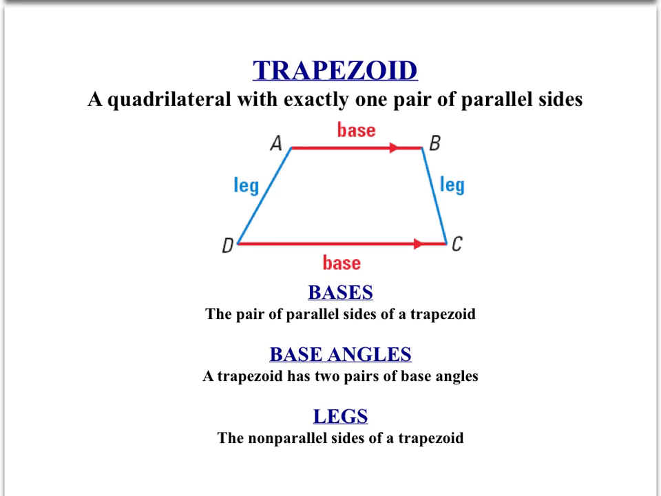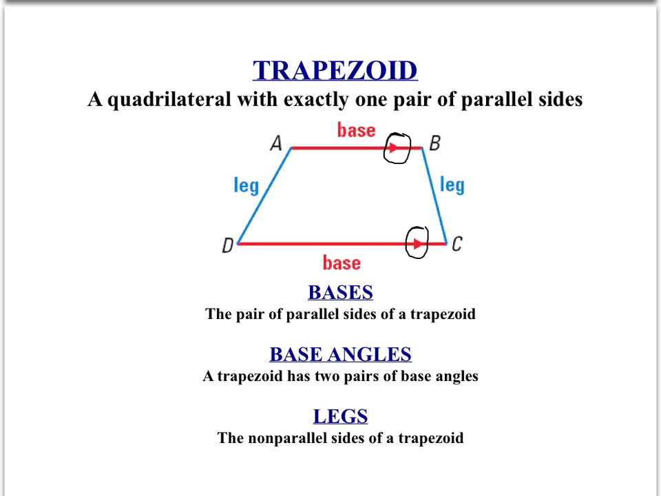A trapezoid is a quadrilateral with exactly one pair of parallel sides. So, in this image that we see here, we can clearly tell that this pair of sides are both parallel. Now, trapezoids have bases, base angles, and legs. So the bases are the sides that are parallel.